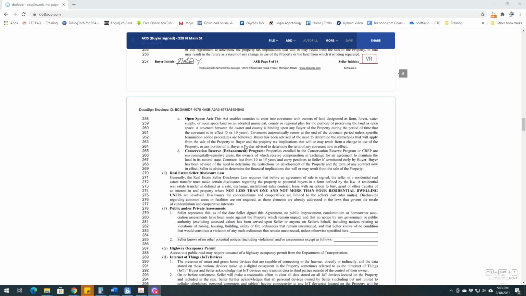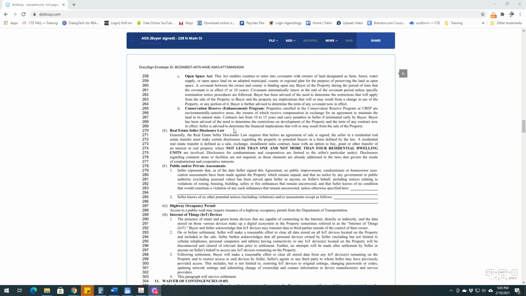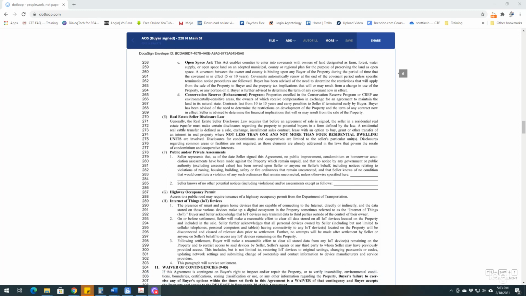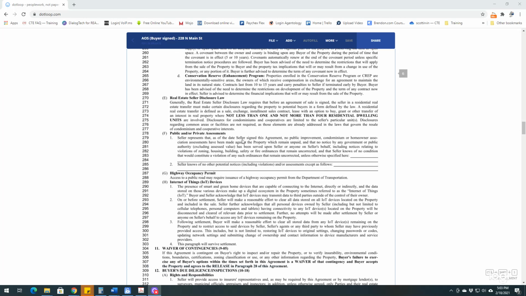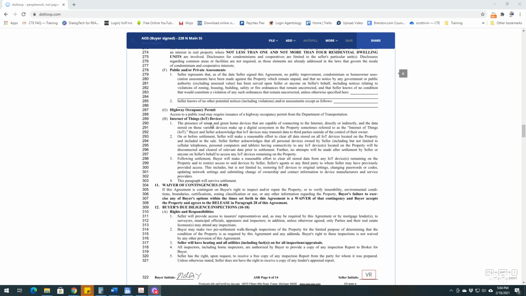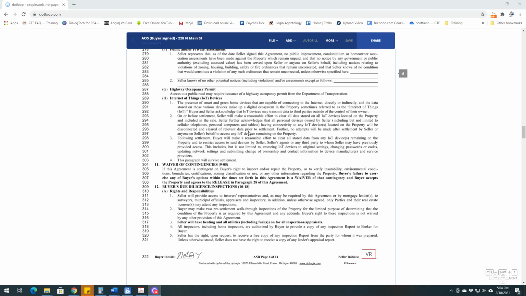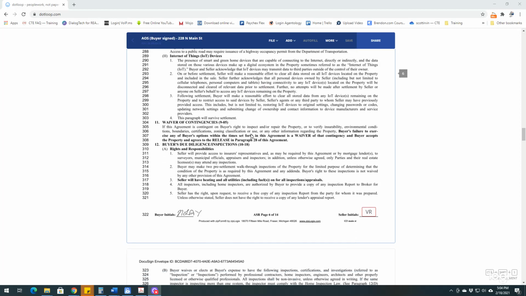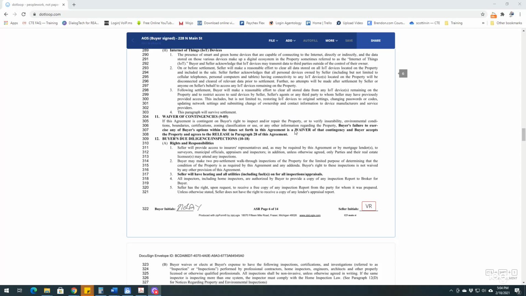These here are just some notices regarding the Open Space Act and conservation easement, if your property were to be in one of those. This here talks about the real estate disclosure. And again, in Pennsylvania, it's required that every seller fill out a real estate disclosure, and that's all this is saying here. Highway occupancy permit only applies if you're on a state highway. Internet of Things just talks about if you have things such as a Wi-Fi thermostat, for example, that you would disconnect that at the time of settlement. Waiver of contingencies just states that if the buyer waives any contingencies, they did have the right to do that.